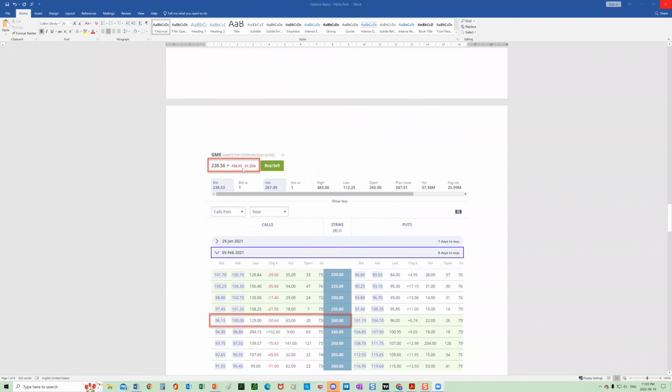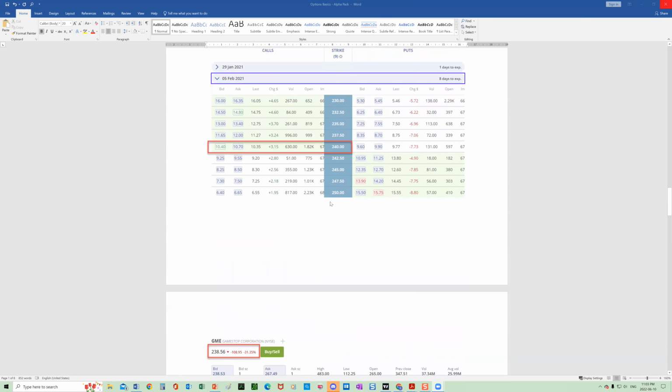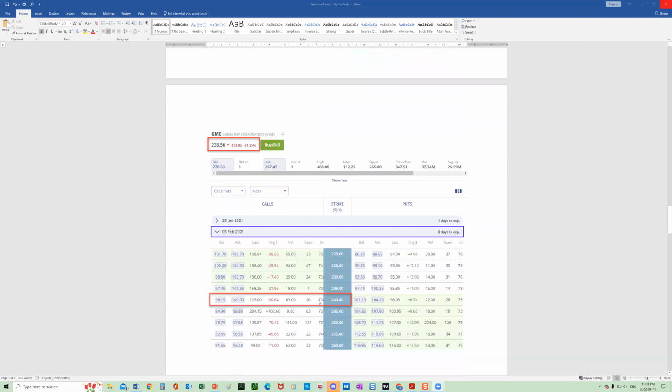GME down $108 on the day at 238.56. Again, 8 days to expiration, was going for 96.15 at the bid and $100 at the ask. The difference was the implied volatility, right? This was like 738% or something ridiculous like that. So why is that important?